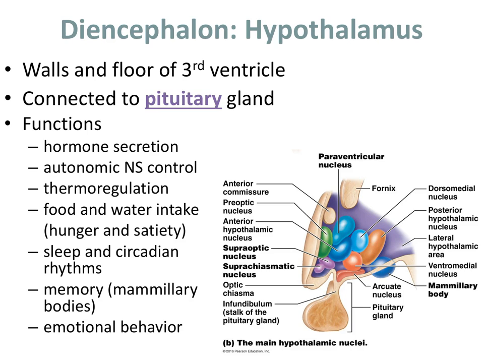So the hypothalamus is a really important area in maintaining homeostasis within our body. It functions to control hormone secretion through the pituitary gland. It's important in autonomic nervous system control, thermoregulation, food and water intake, so whether you're hungry or thirsty, sleep and circadian rhythms, so your night-day cycle.